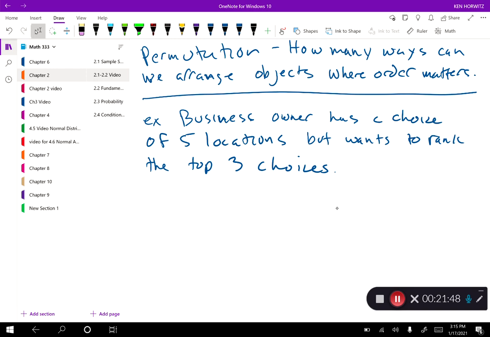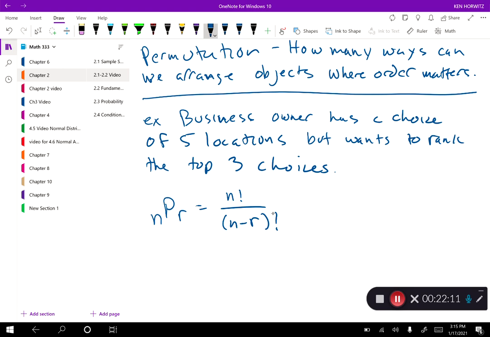So for permutations, we have N is always your total number of outcomes. P means permutation. R means the number that we're choosing. All right. And it's N factorial over N minus R factorial.